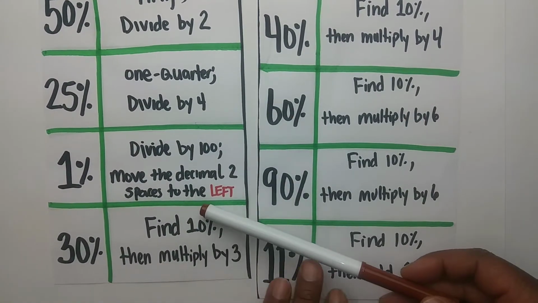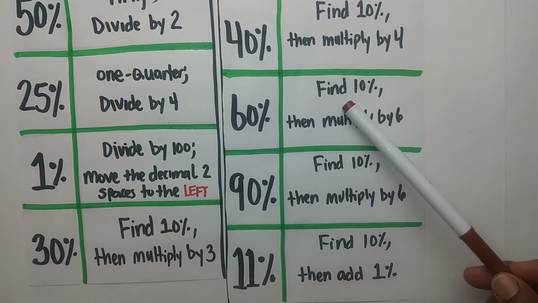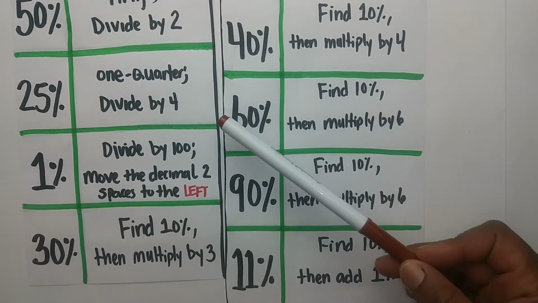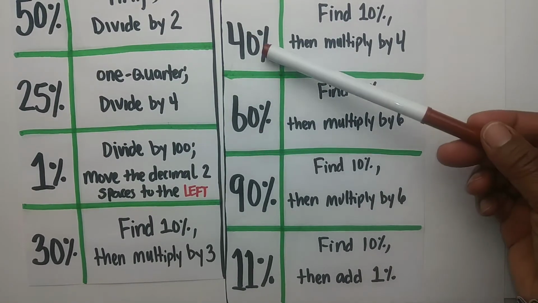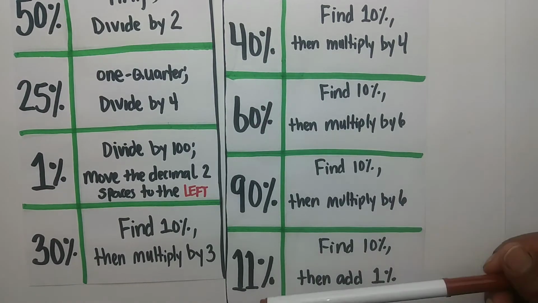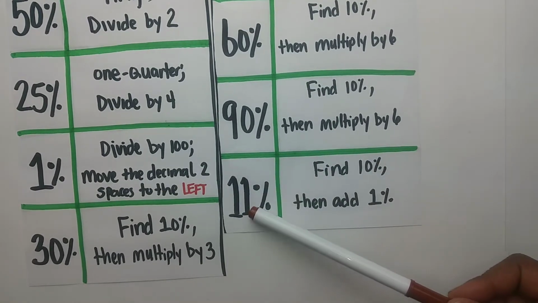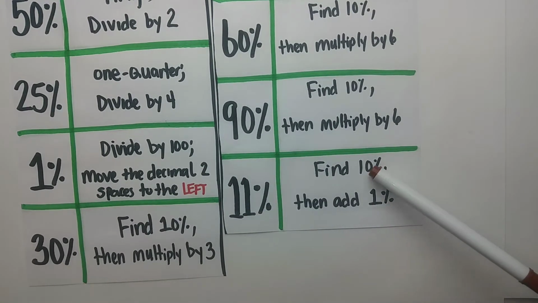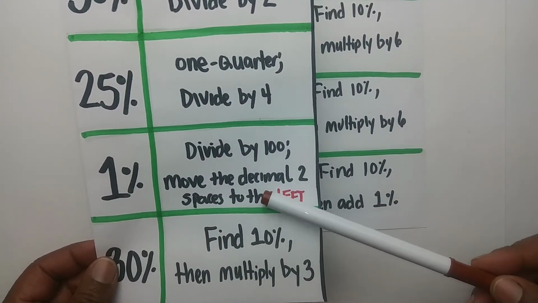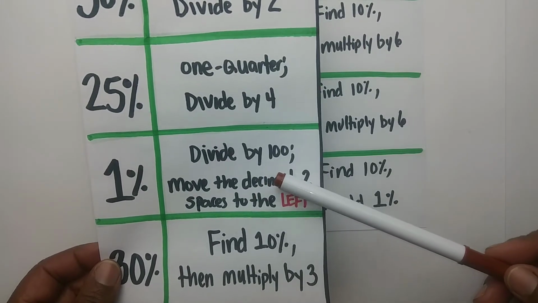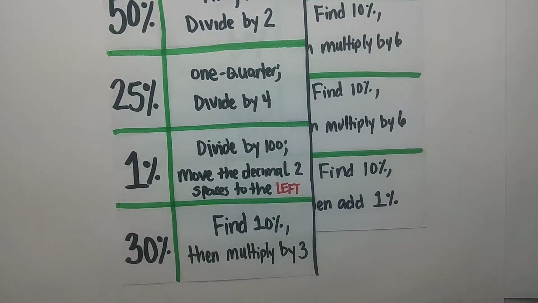What you want to do is you always want to find out what the 10% is. You find 10% by moving the decimal 1 space to the left. Once you find out what 10% is, if you want 40, you multiply it times 4. You want 60, you multiply it times 6, and so forth. And also, if you want 11%, you can find 10%, and then you can find the 1%, which is by moving the decimal 2 units to the left, and put those together, and that'll get you 11%. Let's go ahead and practice some of these.